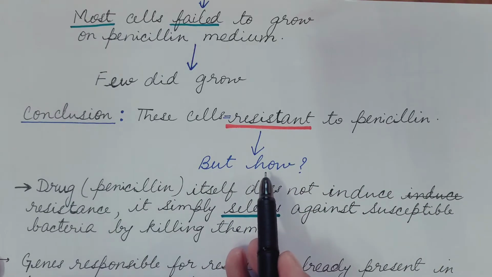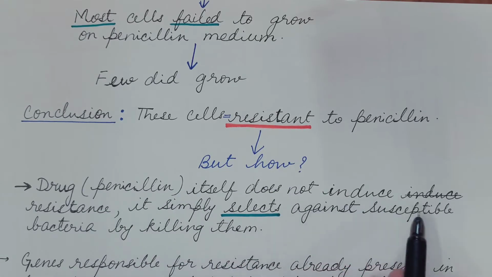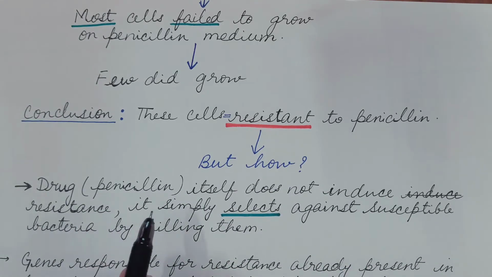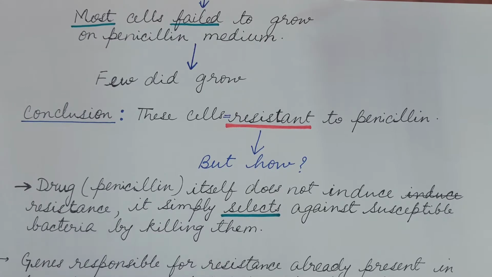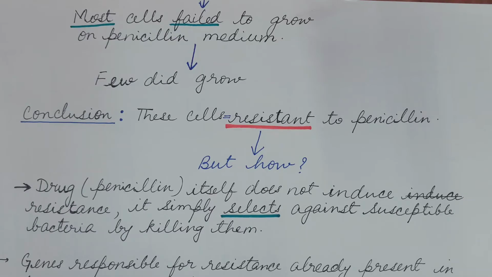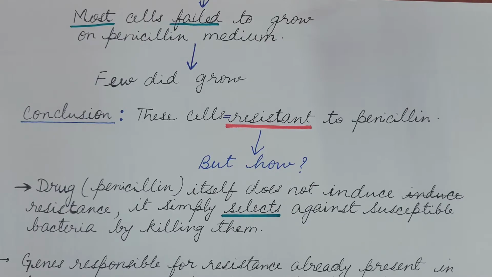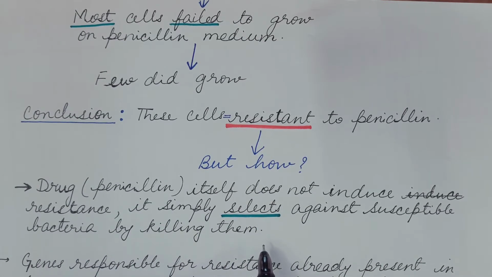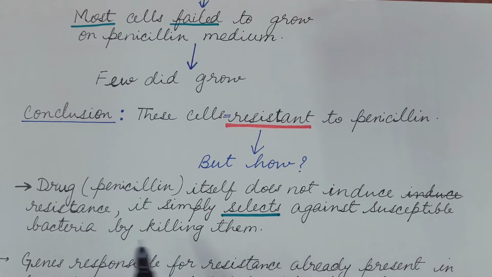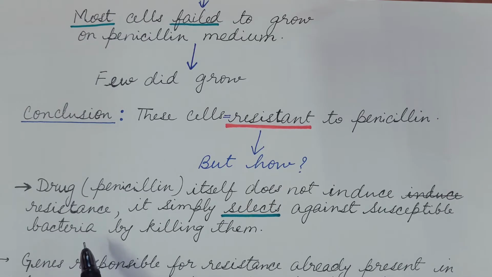But how? The drug penicillin itself does not induce resistance. It was proved by taking cells from the original colonies that were never exposed to penicillin. Then these were tested for resistance to penicillin and it was found that these are resistant. So penicillin simply selects against susceptible bacteria by killing them. Or in other words, penicillin selects the resistant bacteria and kills those that are susceptible or sensitive.